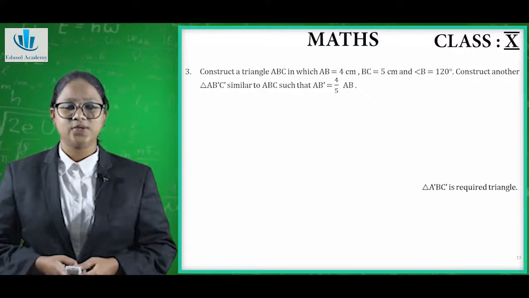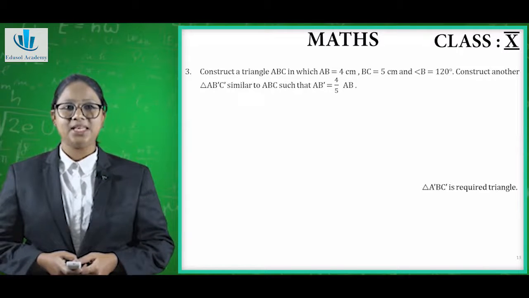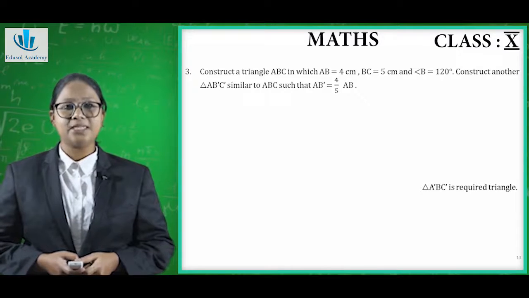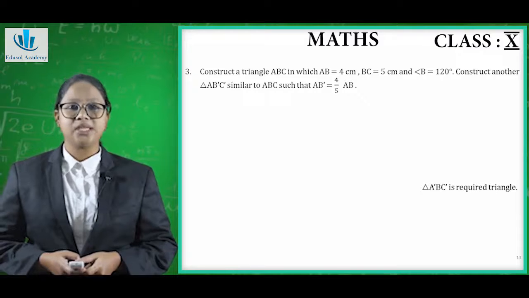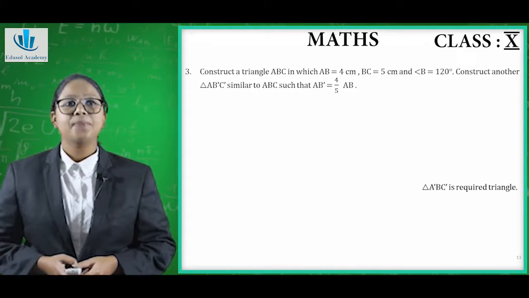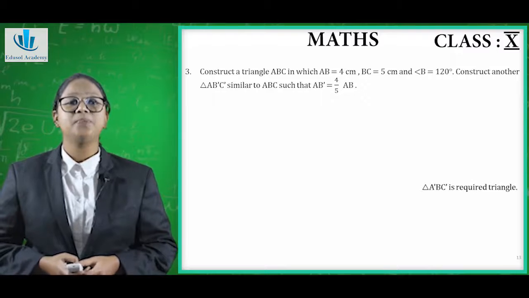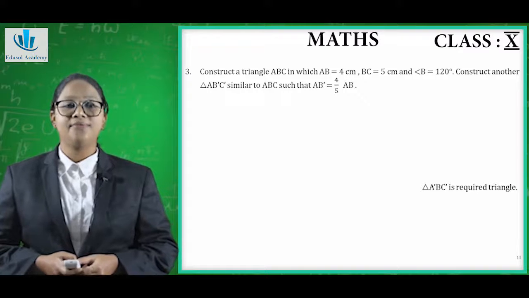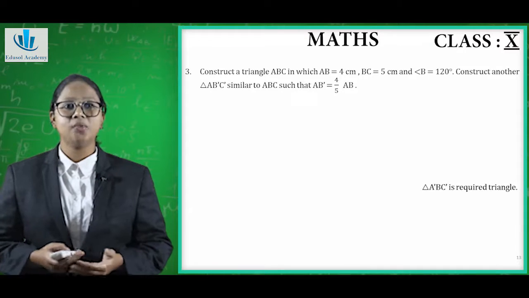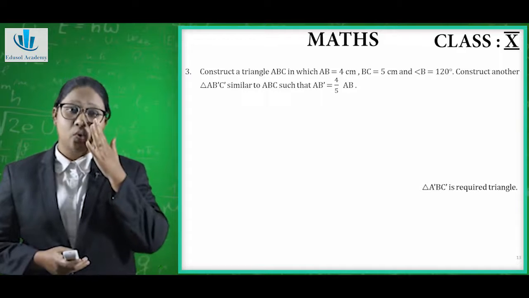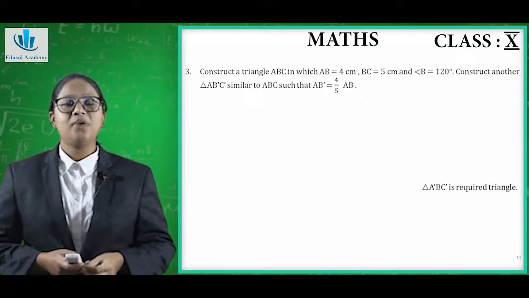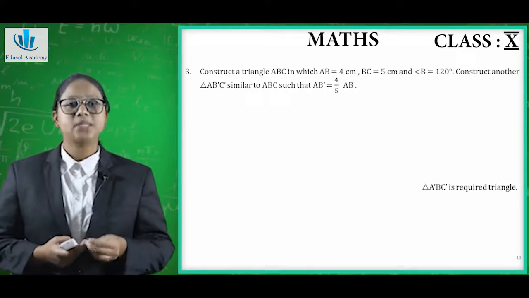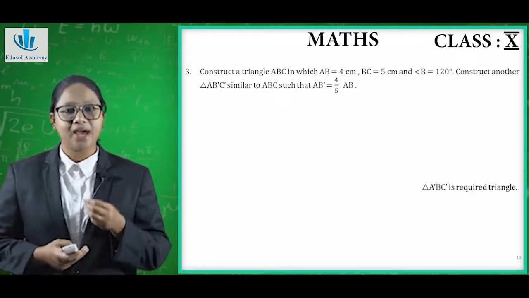Here comes the next question. Construct a triangle ABC in which AB is equal to 4 cm, BC is 5 cm and angle B is equal to 120 degree. Construct another triangle, triangle AB dash C dash, similar to ABC such that AB dash is equal to 4 by 5 AB. So again I have given some conditions to draw our first triangle ABC. Now we are asked to construct another similar triangle such that AB dash is equal to 4 by 5 AB.